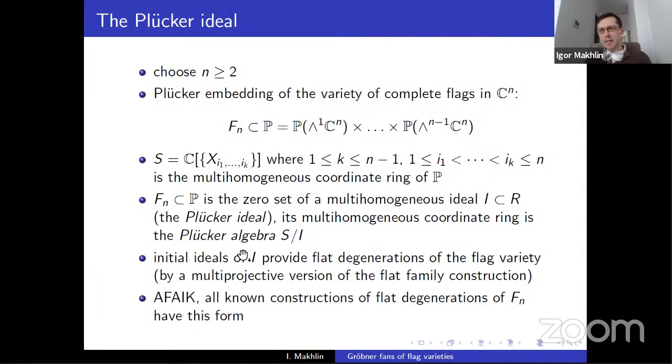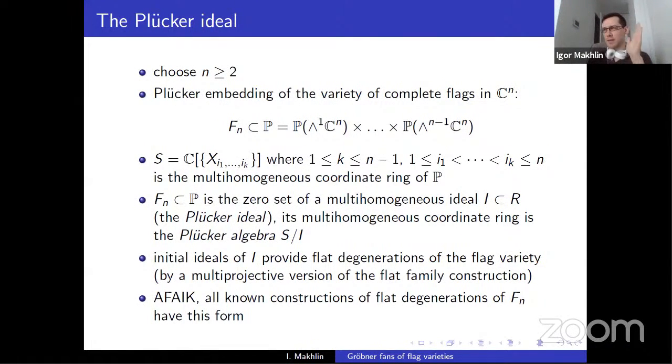Okay, but we are not going to study just any abstract ideals. We are going to talk about one specific ideal I'm interested in. This is the Plücker ideal, which defines the Plücker embedding. So a quick reminder on what that is. We have an integer n, and we have the flag variety, the variety of complete flags in an n-dimensional complex space.